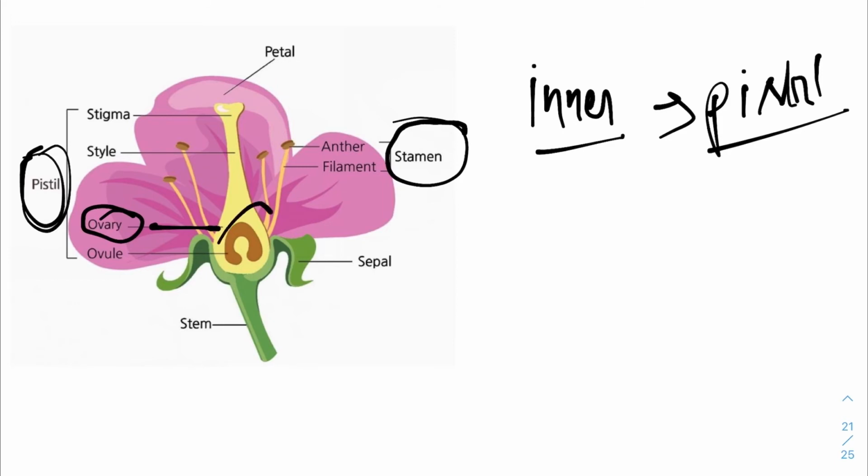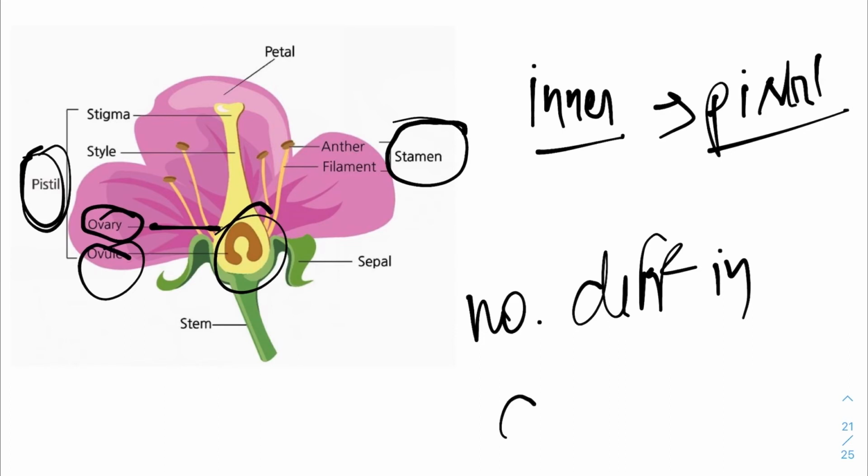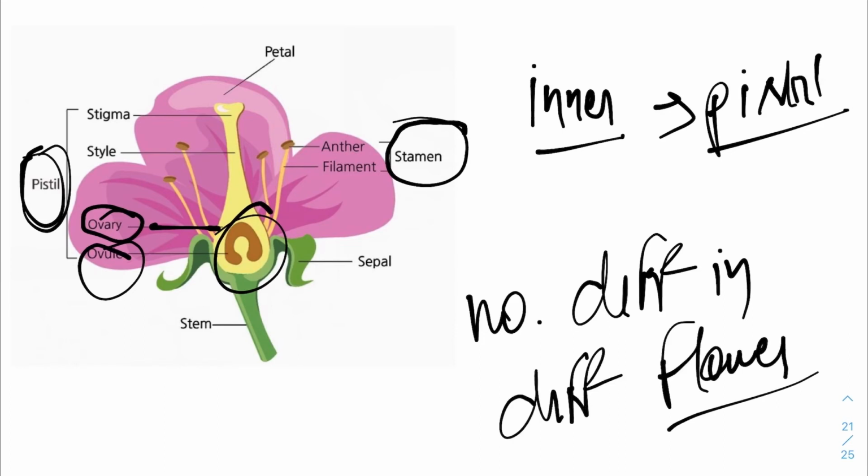These are called ovules. The number of sepals, petals, stamens and pistils may be different in different flowers. Sometimes some of these parts may not even be present in some plants. A complete flower is the one which has both male and female reproductive parts.